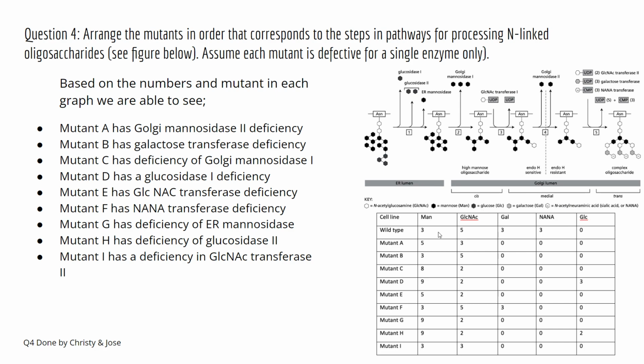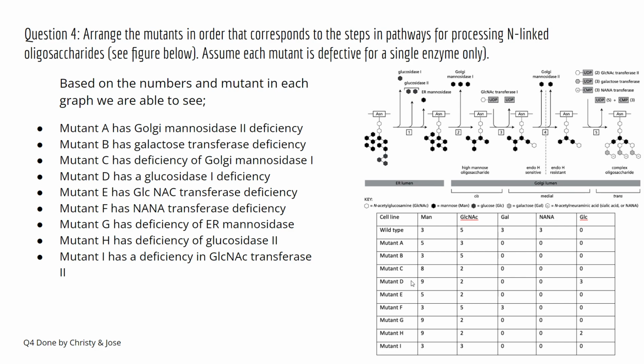So if you look at wild type, there's 3 mannose, that's the black one, 1, 2, 3. GLC-NAC, there's 5 of them, that's the white one, 1, 2, 3, 4, 5. Galactose, that is the light gray, there's 3 of them, 1, 2, 3. Nana, that's the dash, 3 of them, 1, 2, 3. Glucose, there's none, so there should be none here, and there is none.